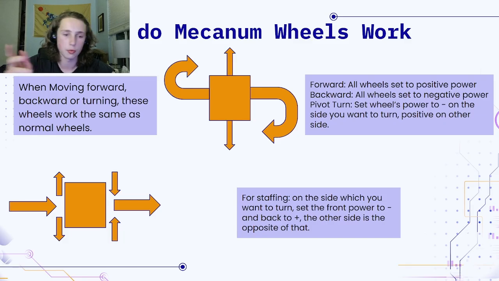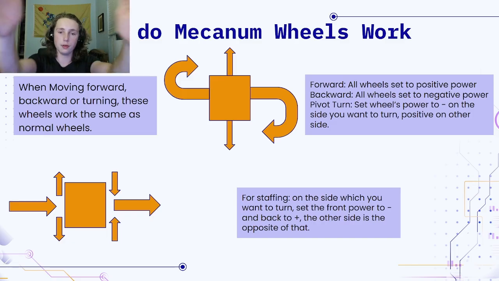They'll work the same as normal wheels. If you think of them as arrows, like on this diagram, the direction they're pointing is the direction the motors are turning them. Then all the wheels pointing forward, all turning that way, will make the robot move forward. And if all the wheels are reversed and turning the other way, they'll make the robot move backward.